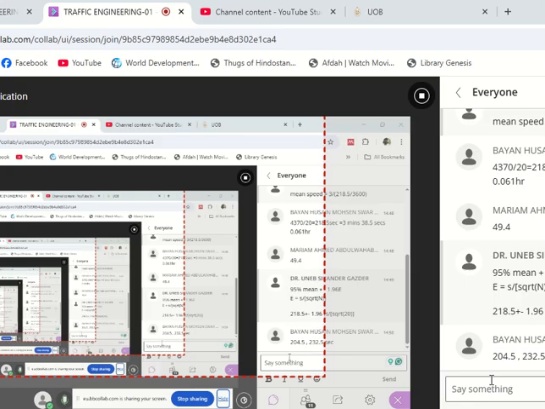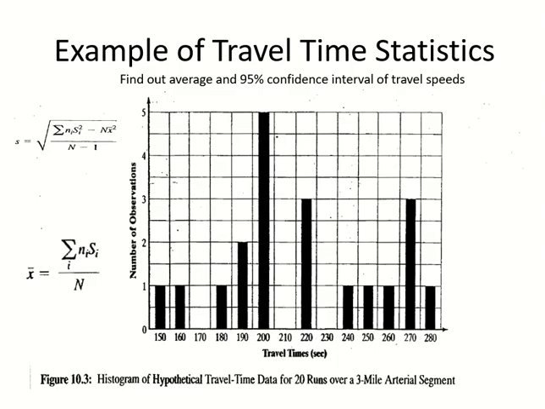Just for the sake of others, I will go back to the equation. Summation n on the y-axis and s is on the x-axis, so n into s square. You will do now what you are doing here, n into s only. Now you do the summation of n into s square, capital N 20, x bar 218.5, n minus 1 is 19, and you do this.